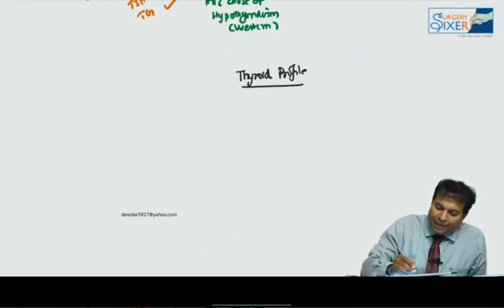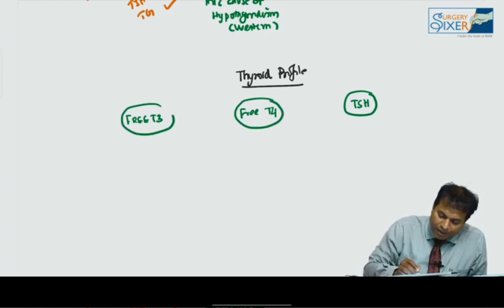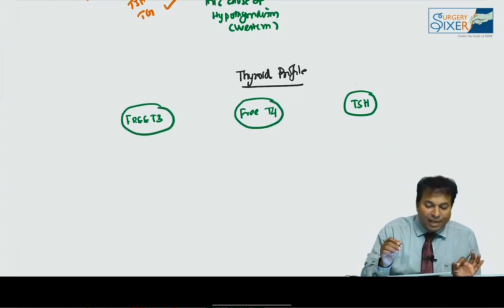In the thyroid profile, the commonly done investigations are free T3, free T4 and TSH. These are the three commonly done values in the thyroid profile I want you to remember: free T3, free T4, TSH. So what is the value? Usually in exams they may ask these values because it is there in Bailey.